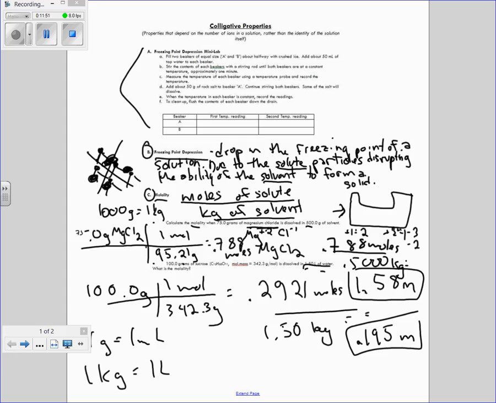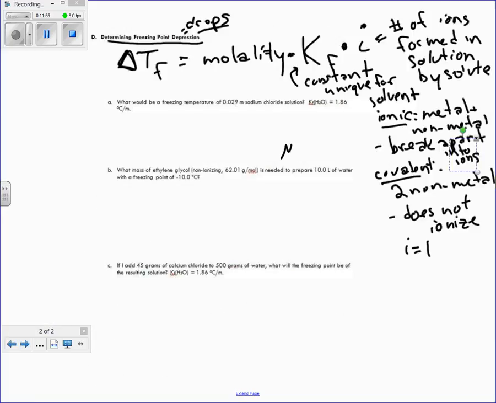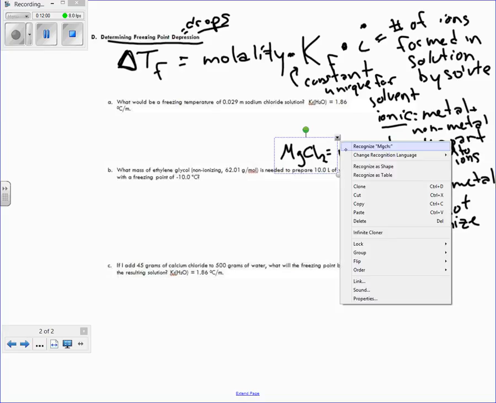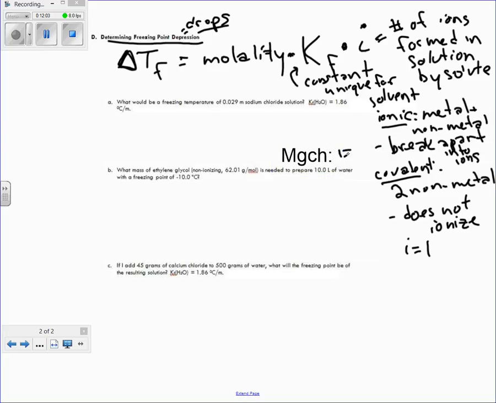If we looked back over here, we looked at magnesium chloride, if you remember. When we're thinking about magnesium chloride ionizing, we can say that i equals 3. Here's why i equals 3. We have MgCl2. i equals 3 because every magnesium chloride that we drop into water, we get 1 magnesium and 2 chlorines. So we get 3 pieces that make up 1 magnesium chloride.